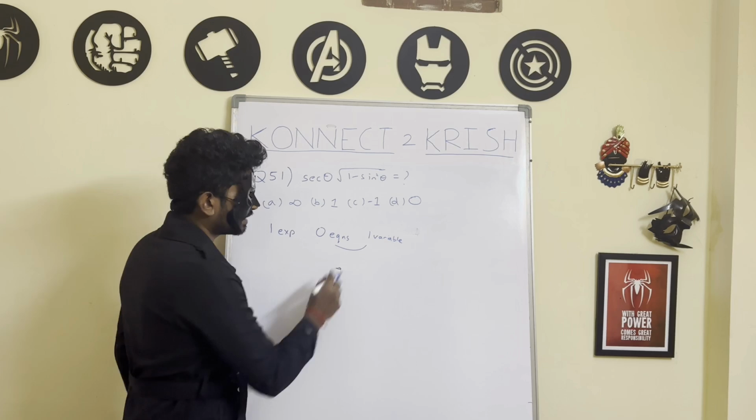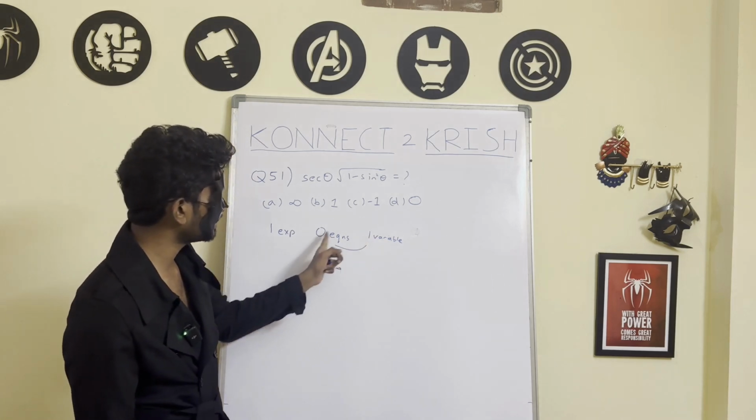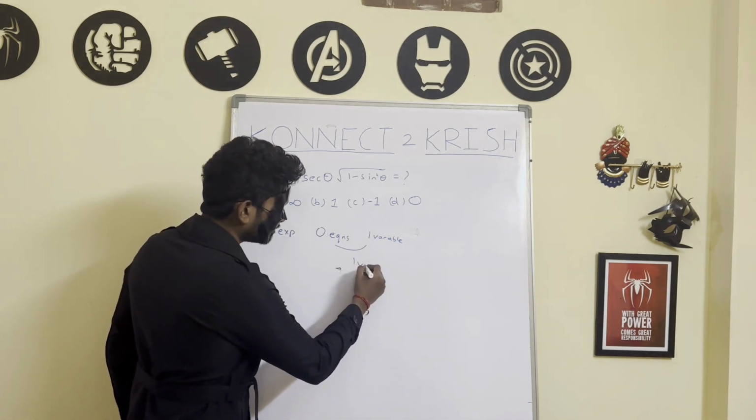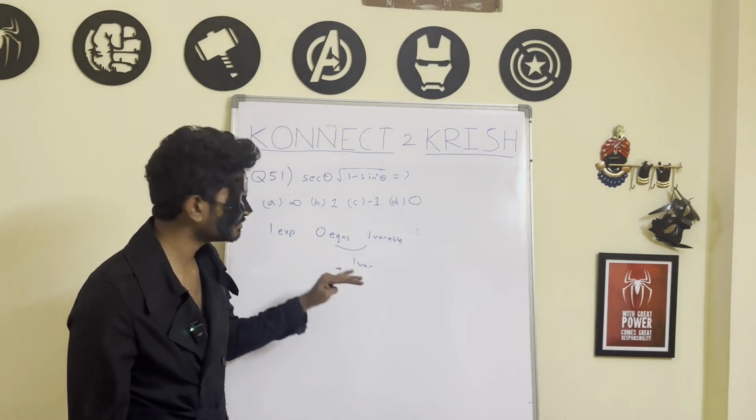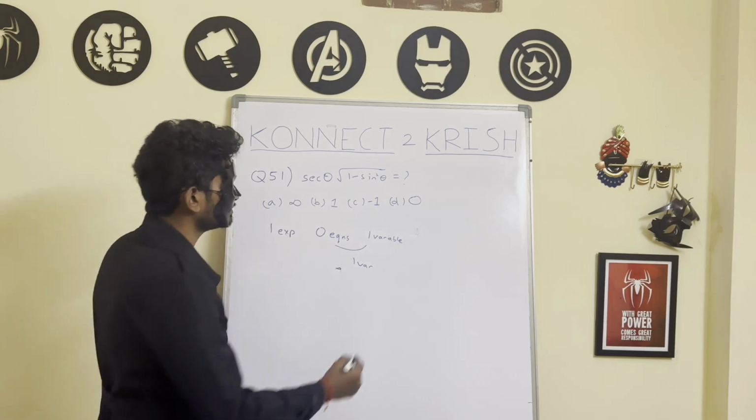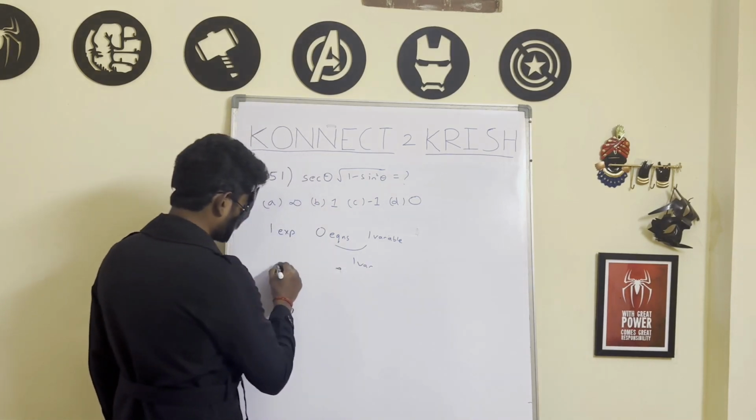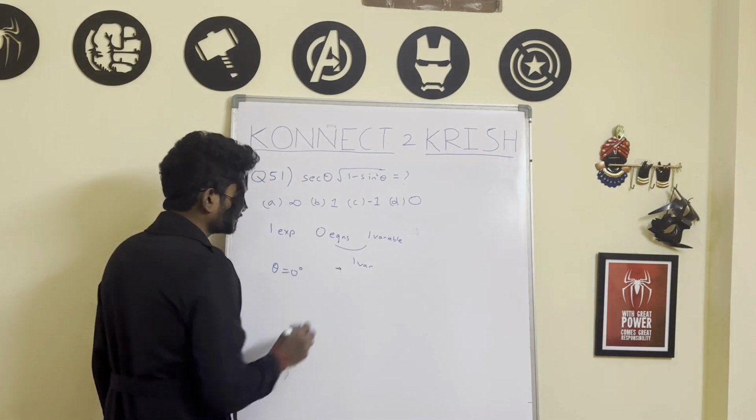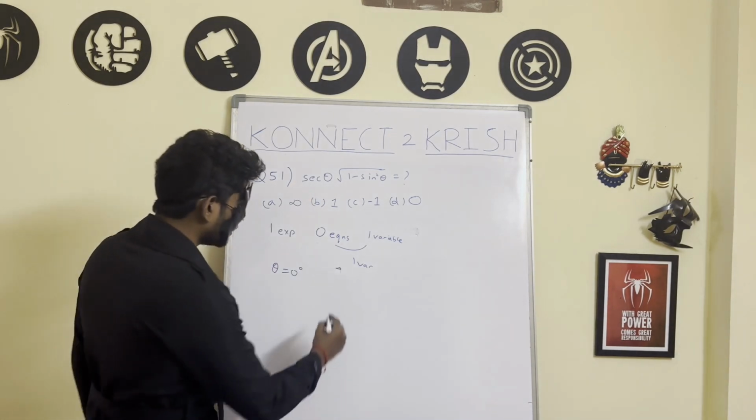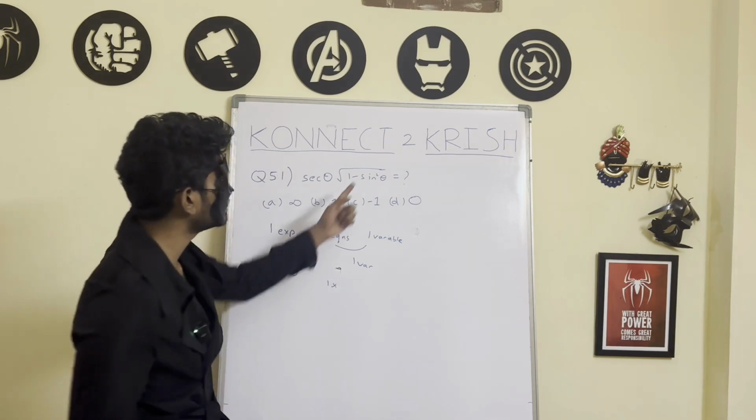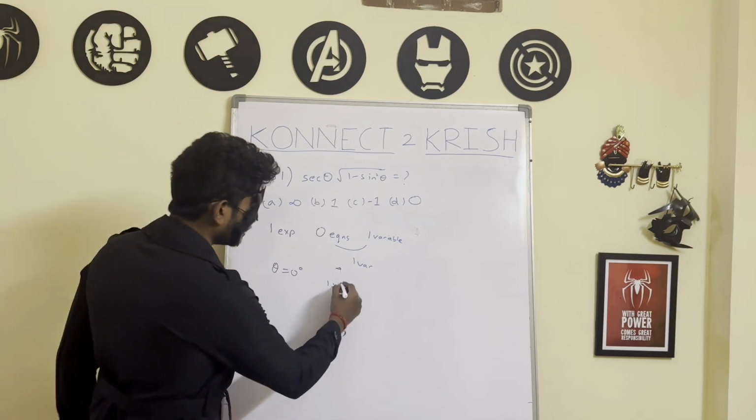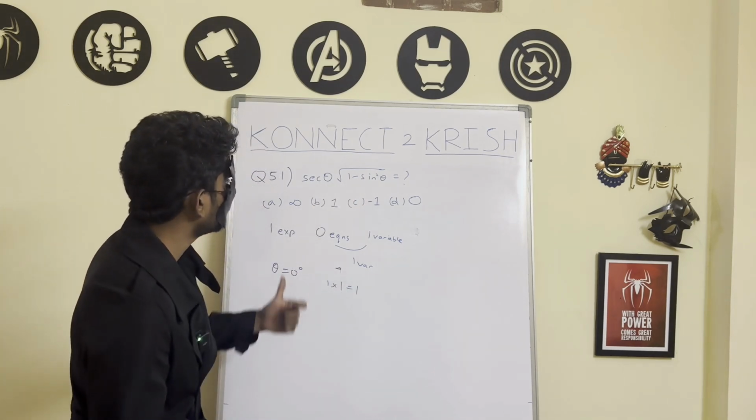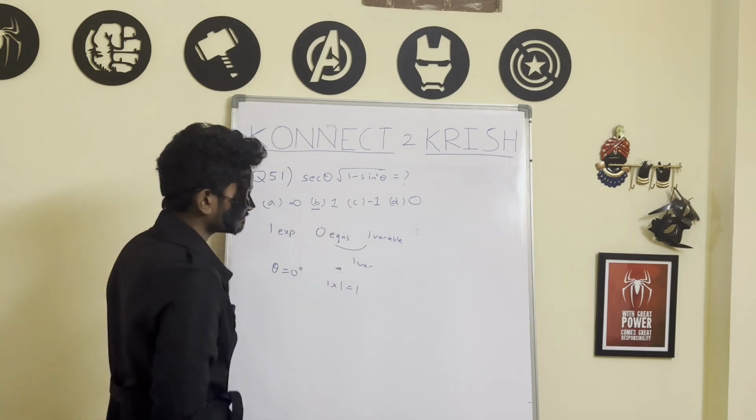So what I told you, the difference 1 minus 0 is nothing but 1. So one variable I have the luxury to assume any value. Here I will assume theta is equal to 0 degrees. So secant 0 is nothing but 1. 1 into, sin 0 is nothing but 0, so 1 minus 0 is nothing but 1. Square root of 1 is nothing but 1. 1 into 1 is equal to 1. So option B will be right.